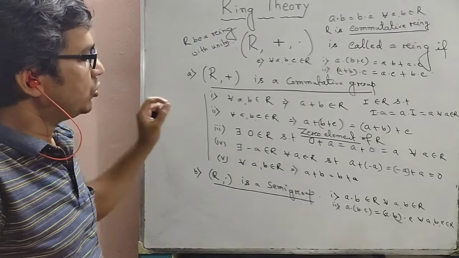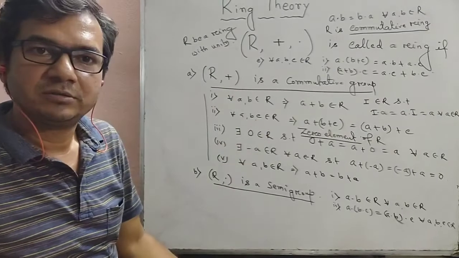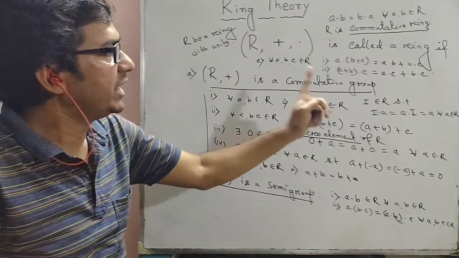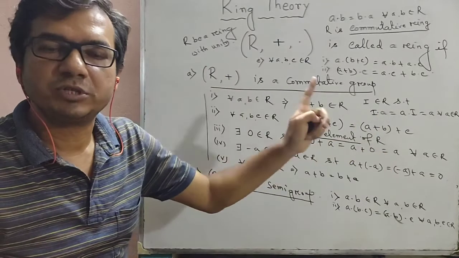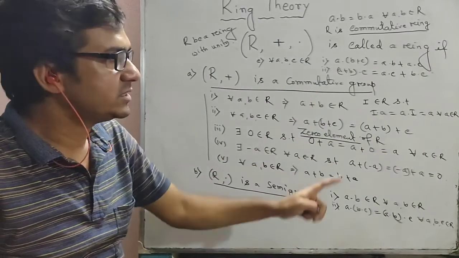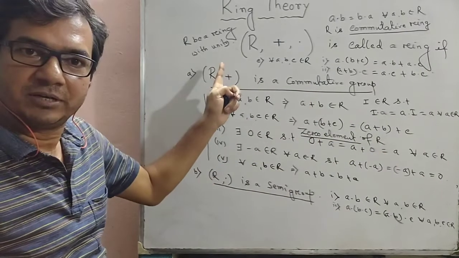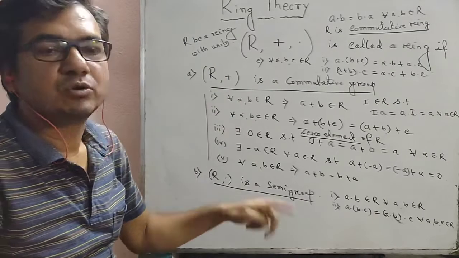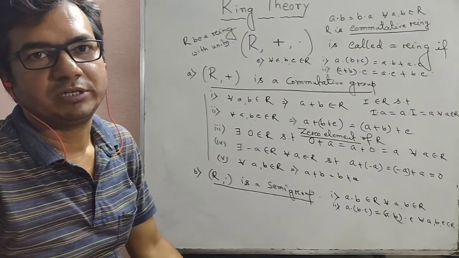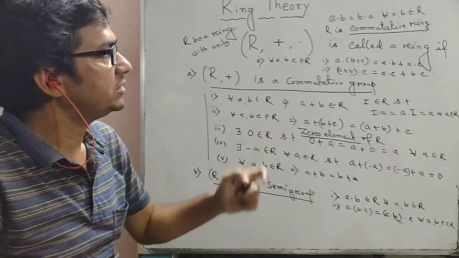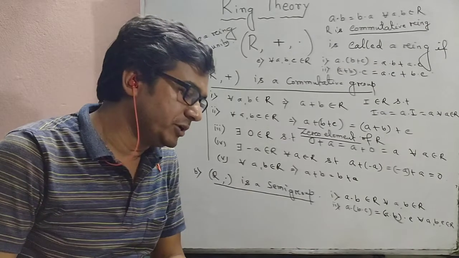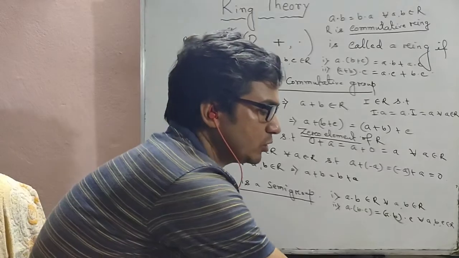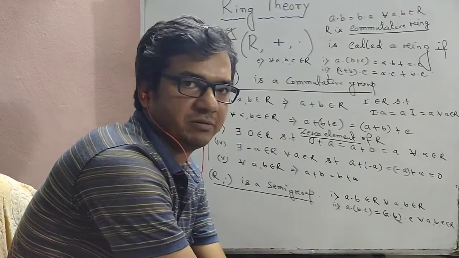Okay, so 0 is the 0 element, and if there exists an identity element with respect to multiplication, then this is called the unity element, and the ring is called a ring with unity. And if the multiplication is commutative, then the ring is called a commutative ring.